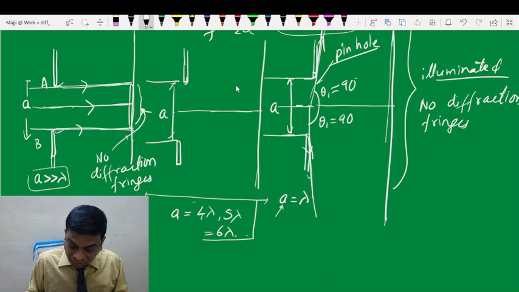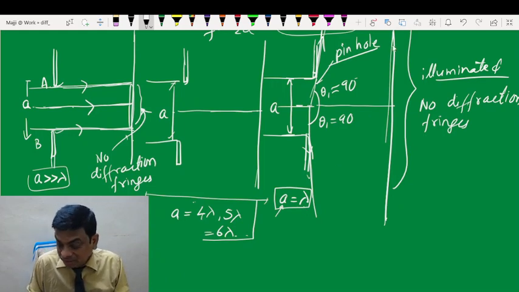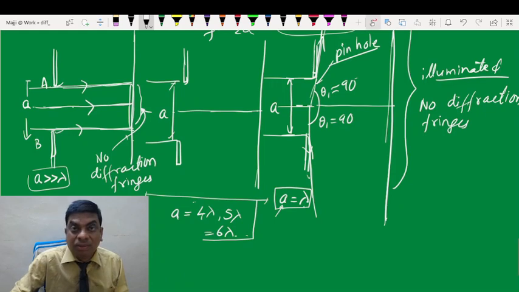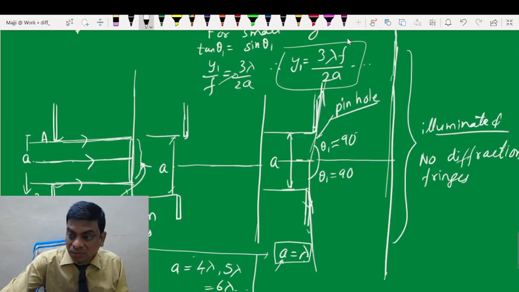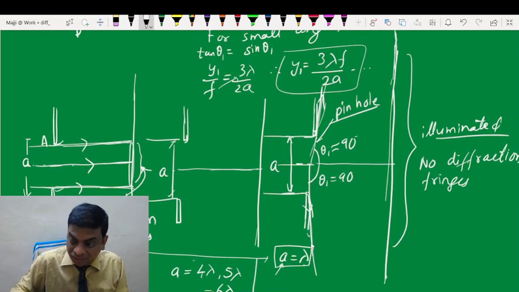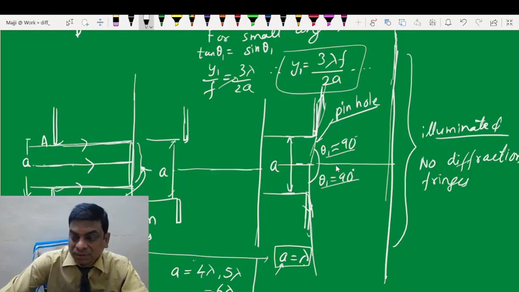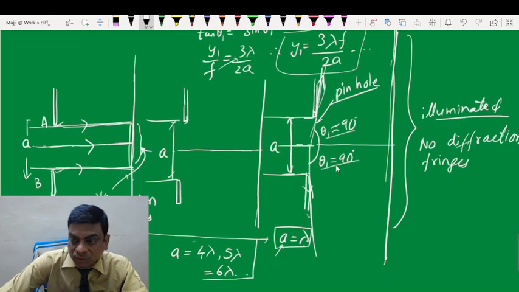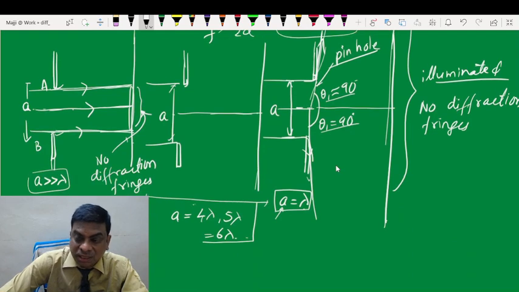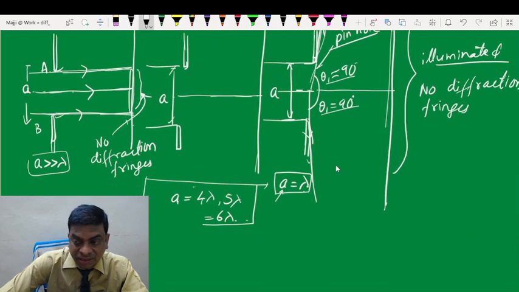And still, if you go on reducing till you have A equal to lambda, then once again there will be no diffraction pattern, even though light will be showing diffraction. You can see light shows complete diffraction. It has spread in the entire space available, and theta 1 itself has gone to 90 degrees. I hope that makes sense. So this is a very important question which is asked in CBSE.